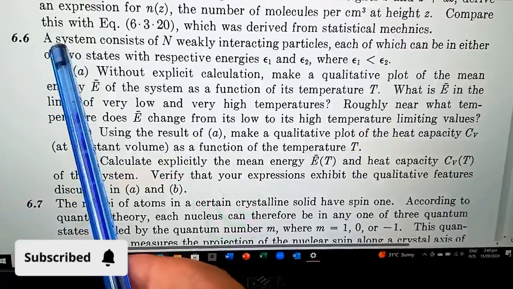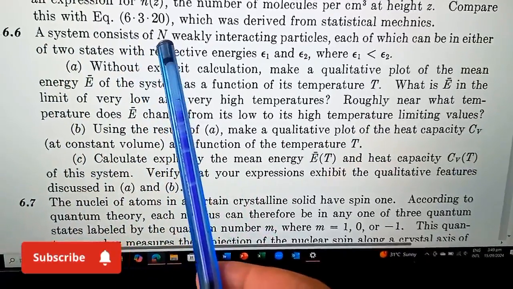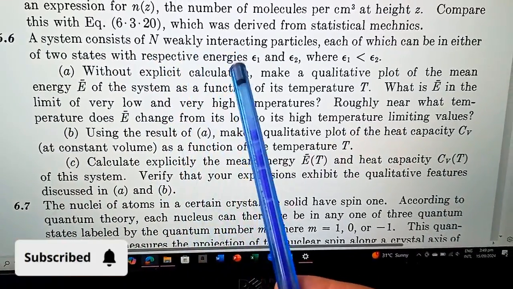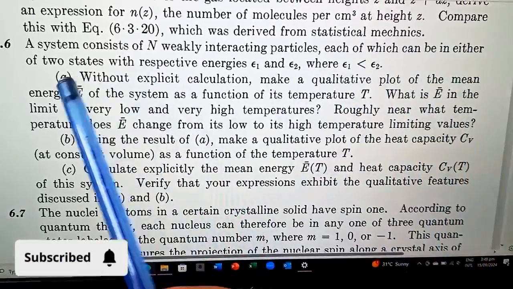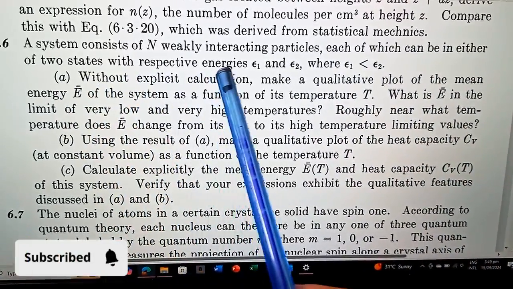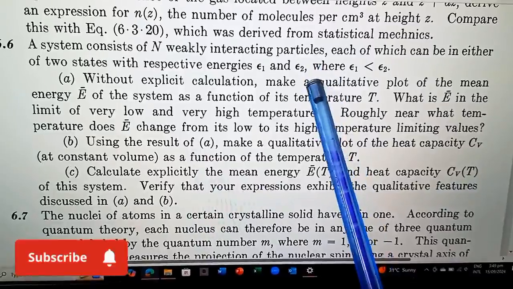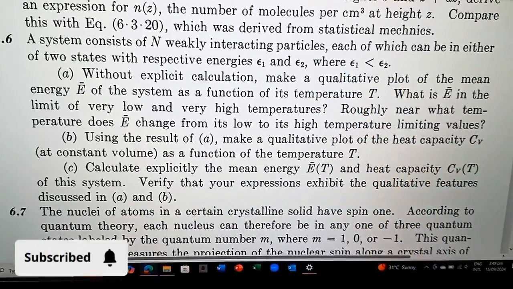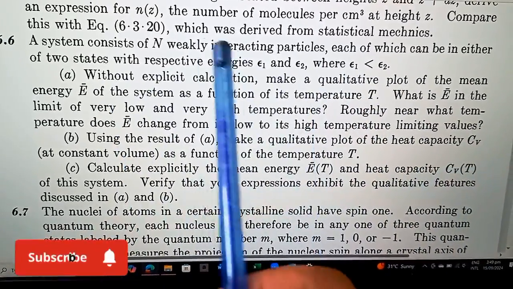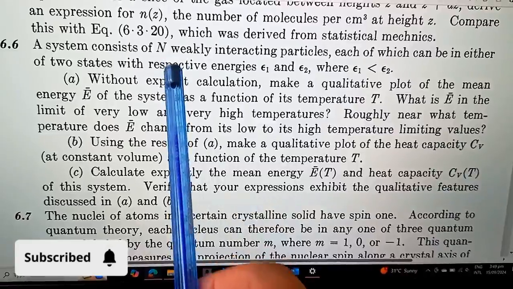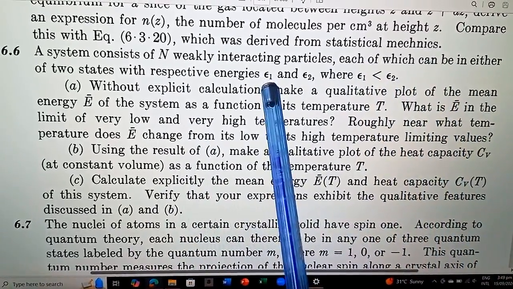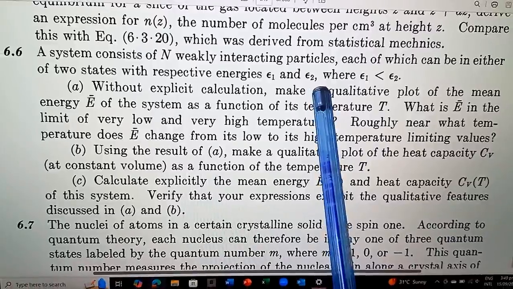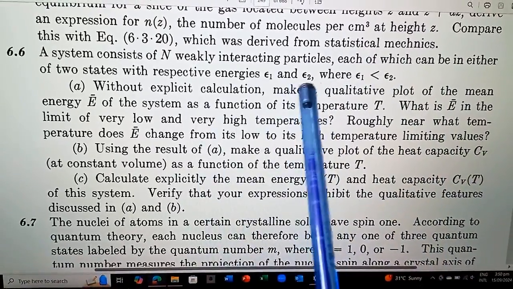The statement says a system consists of capital N weakly interacting particles, each of which can be in either of the two states with respective energies E1 and E2, where E1 is less than E2. Okay, till this point we saw that we have a system of capital N particles and they have two possible energy states, E1 and E2. Okay, that's the crux of what we have seen so far.